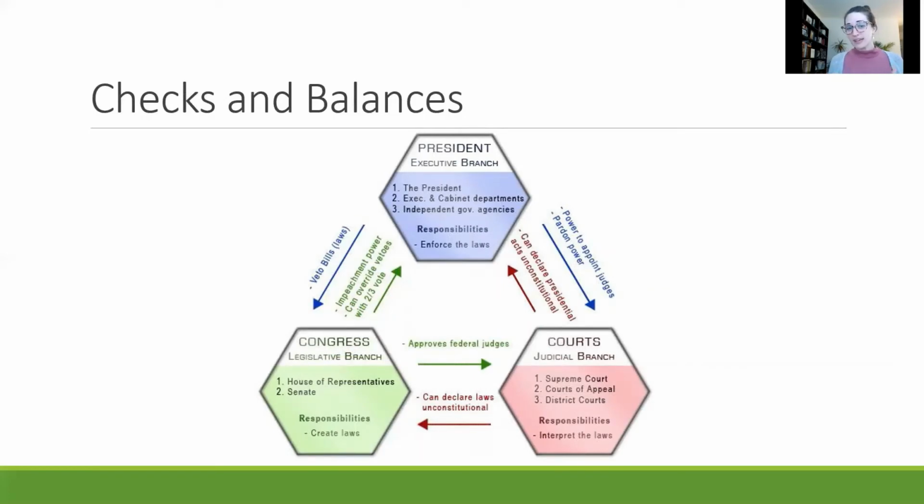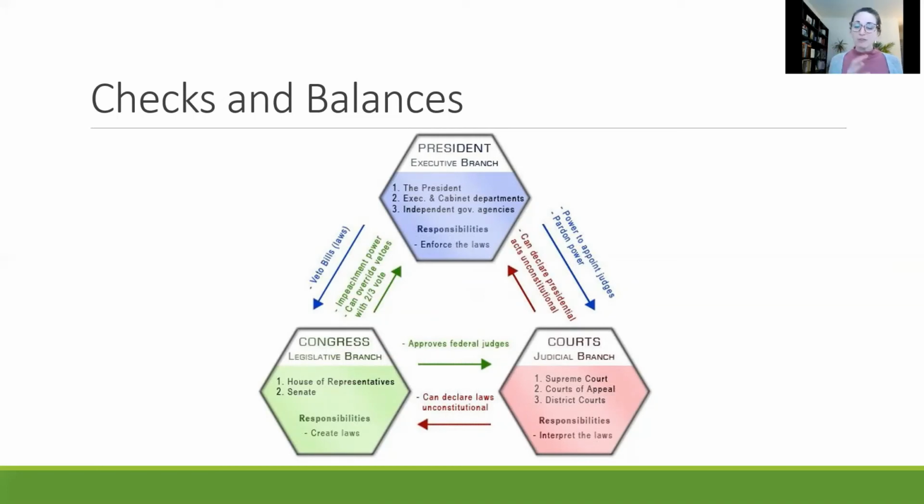Now, also from the executive branch to the judicial branch, we see that the president has the power to appoint judges and also has the power to pardon. However, the judicial branch can declare presidential acts as unconstitutional and stop those acts. And between the legislative and the judicial branch, the legislative branch approves the federal judges that go to the judicial branch. But the judicial branch can declare certain laws unconstitutional from the legislative branch.